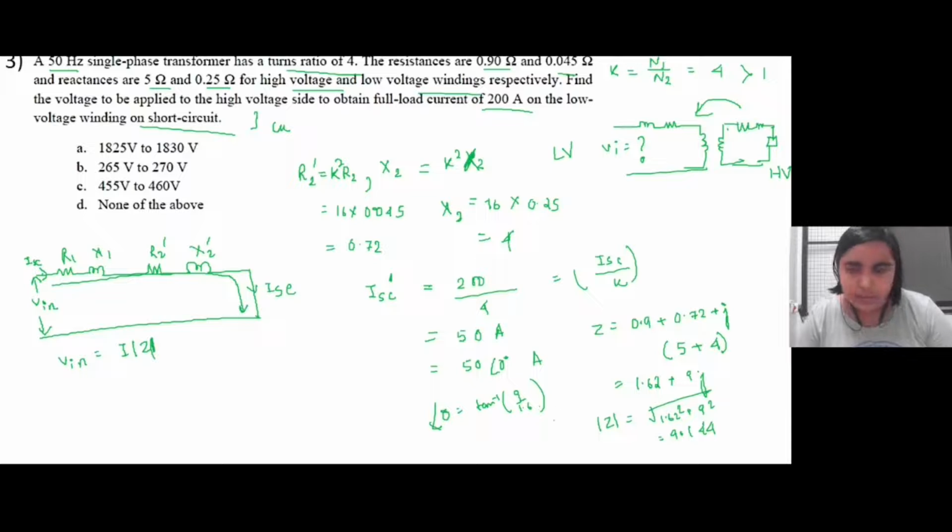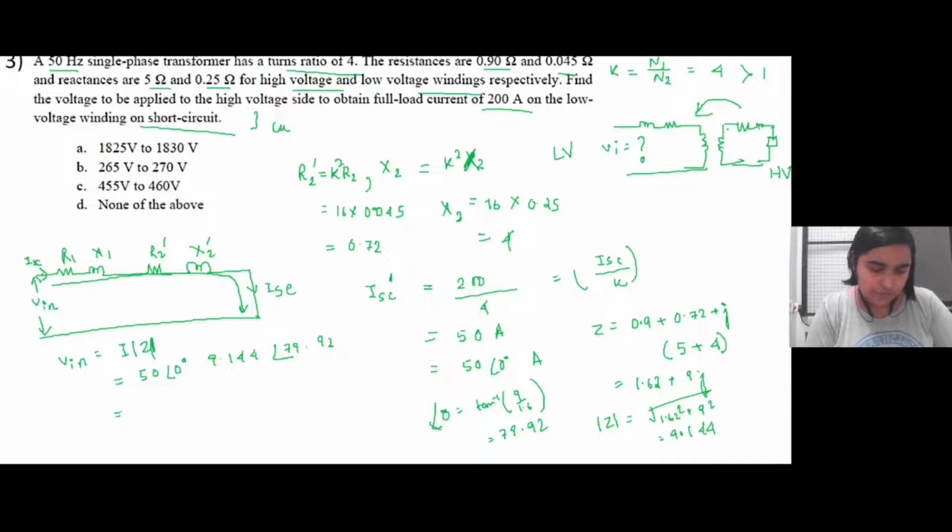So it is 79.92. So now you can calculate V in, right? So V in will be 50, angle is 0, Z is 9.144, angle is 79.92.